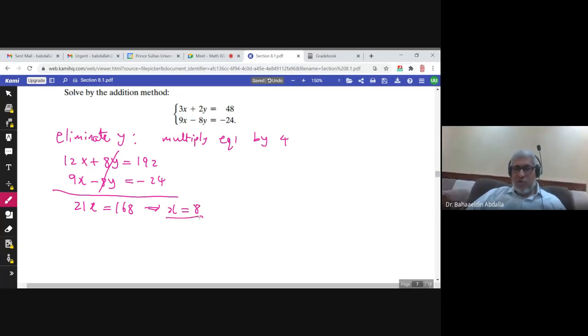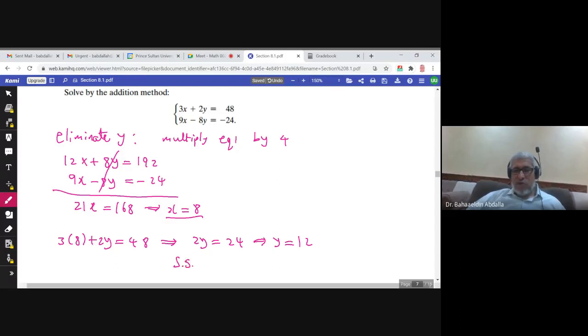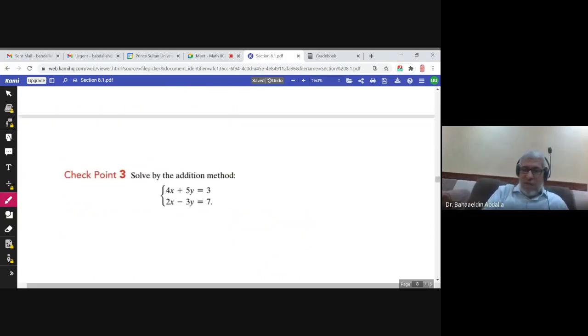So you have the solution of one of the equations. Now you can go to the first equation, for example, replace x by 8 and solve this equation and find the value of y. So 2y would be 48 minus 24, 24, or y is 12. So the solution set of this system would be 8 and 12. So this is the addition method.